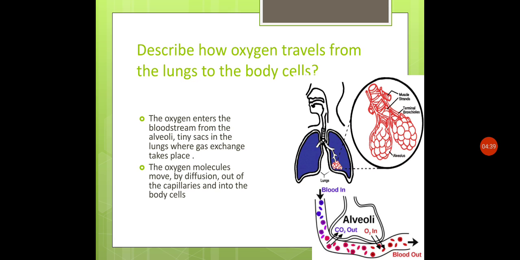Describe how oxygen travels from the lungs to the body cells. The oxygen enters the bloodstream from the alveoli. Alveoli are the tiny sacs in the lungs where gas exchange takes place. The oxygen molecules move by diffusion out of the capillaries and into the body cells.